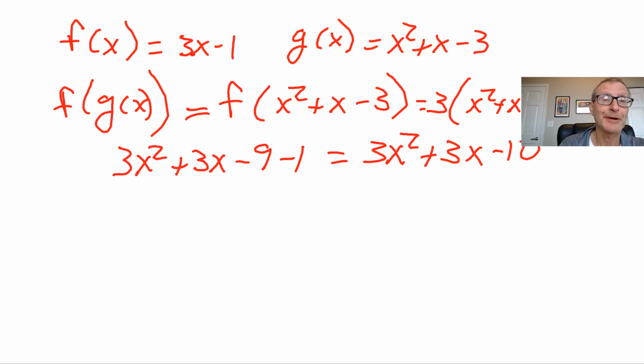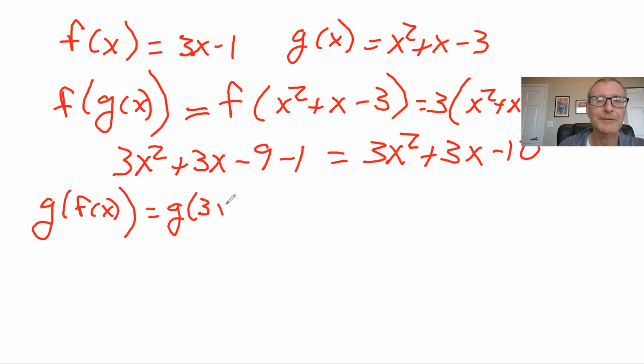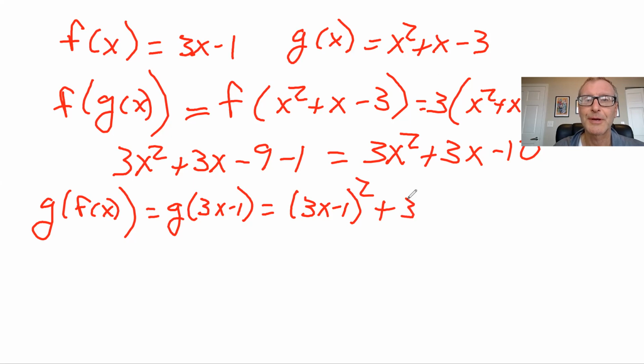Say we went the other way. That one's going to be a little bit harder, right? g of f of x. When we do it that way, you're going to end up having g of 3x minus 1. Wherever you see x in g, you plug in 3x minus 1. So this would be 3x minus 1 squared plus 3x minus 1 minus 3.